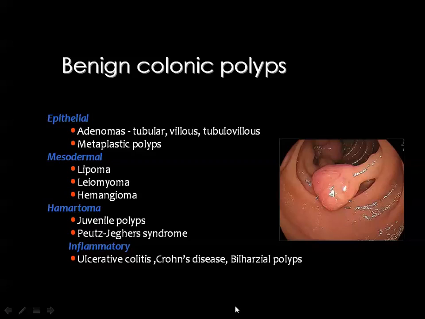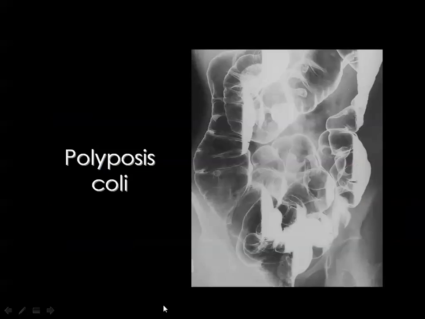Then we came to the benign or the neoplastic lesions of the colon, starting with the benign lesions, and we have a lot of benign polyps in the colon, starting with epithelial polyps like adenoma, tubular, villous and tubulovillous, or the metaplastic polyps, mesodermal polyps like lipoma, leiomyoma, and hemangioma, hamartomatous polyps like those seen in juvenile polyposis syndromes and Peutz-Jeghers syndrome, and inflammatory polyps like the pseudopolyps seen in ulcerative colitis, pseudopolyps in Crohn's disease, and in the bilharzial polyposis of the colon.